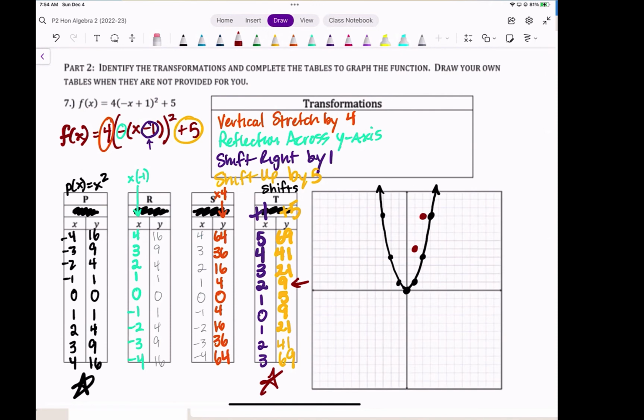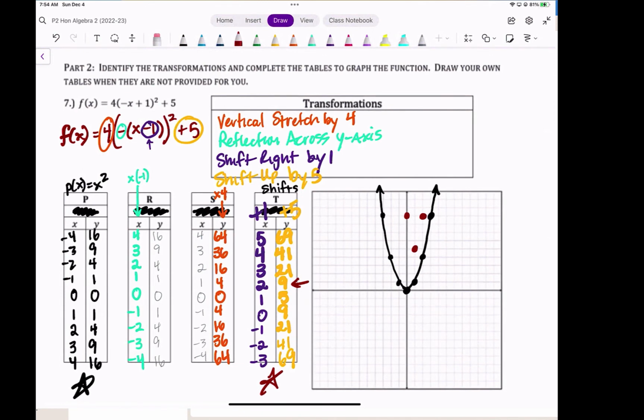I think I messed up a little bit here. These should be negative values, which makes a little bit more sense. Okay, negative 1 is paired with 21. No, what am I missing? 0 is paired with 9 again.